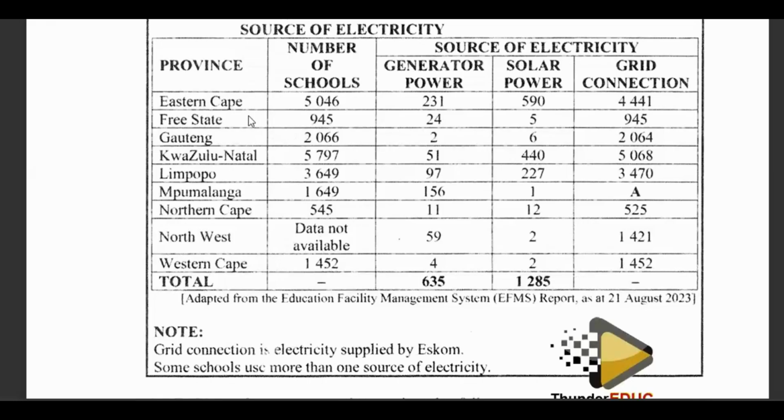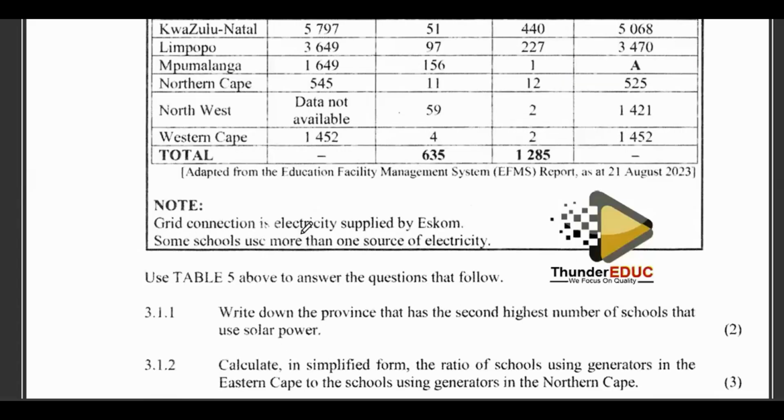Okay. Here we have the provinces, the number of schools, then different sources of electricity. Some use generators, others have solar, then others, they use the grid, like the normal electricity that we know. All right, note, grid connection is electricity supplied by Eskom. Some schools use more than one source of electricity. Write down the province that has the second highest number of schools that use solar power.